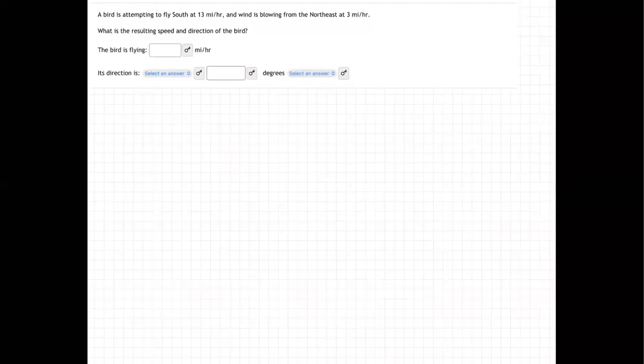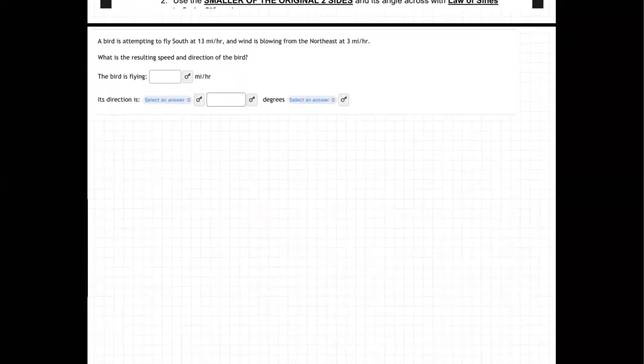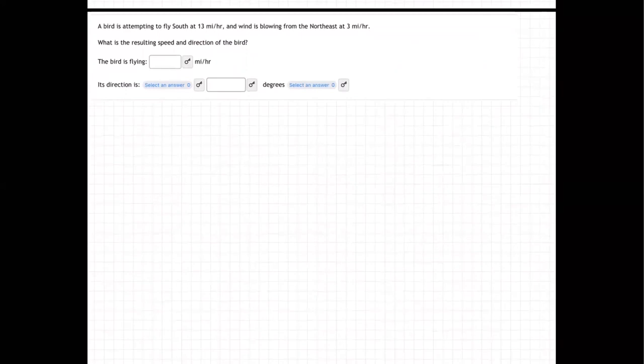Okay, on this problem, it says a bird is attempting to fly south at 13 miles an hour, and wind is blowing from the northeast at 3 miles an hour. What is the resulting speed and direction of the bird? So these are basically two vectors that are going on in this problem. Two vectors. And so the first one is the bird. So let's just do the bird vector.